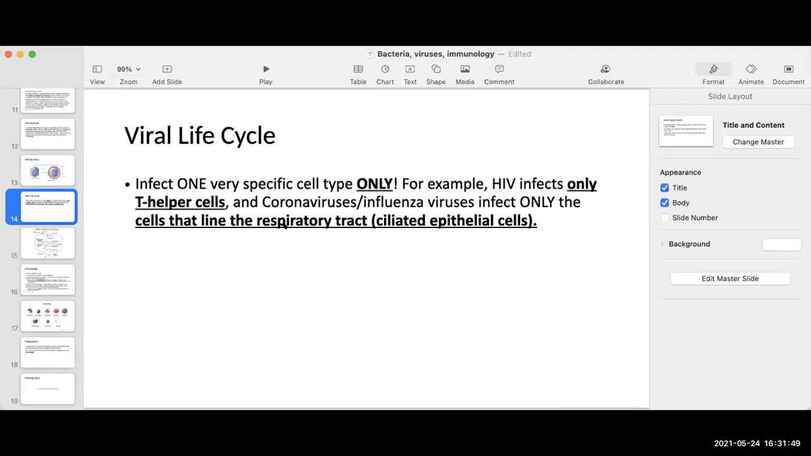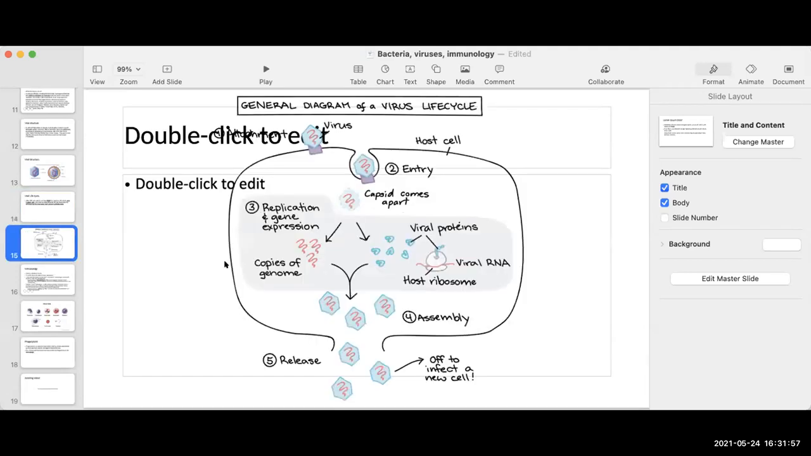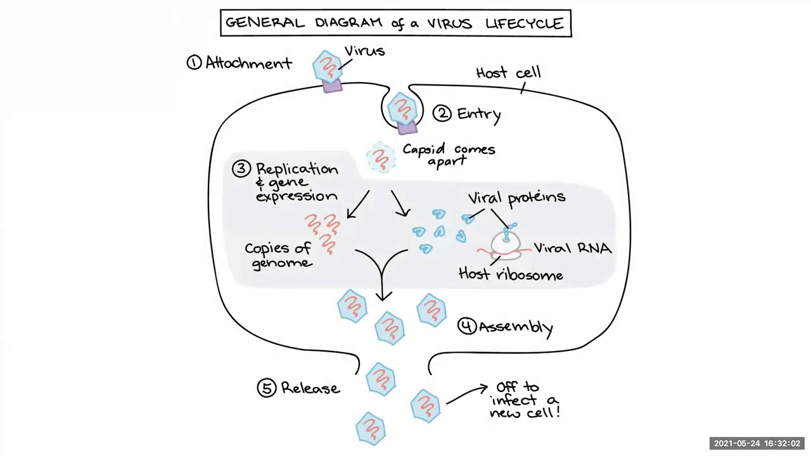The coronavirus, COVID, can't infect my liver cells, for example, like hepatitis virus does. So let's look at what these guys are doing, how they're reproducing using our cells. The general idea is that they bind to the outer surface of a host cell, as you can see with the attachment, typically to a protein membrane receptor.